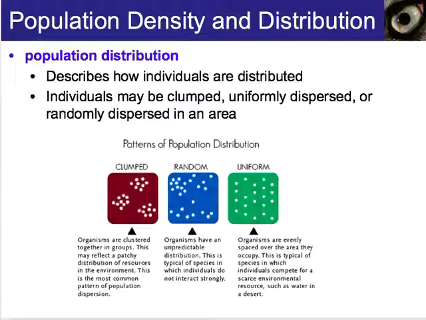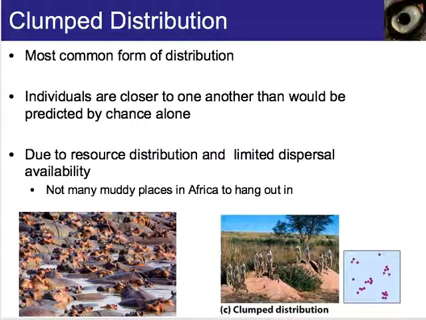Population distribution is a little bit different. This describes how individuals are distributed in a specific area. Individuals may be clumped, they may be uniformly dispersed or randomly dispersed in the area. And I do expect you guys to know the differences between these three. Clump distribution is the most common form of distribution.